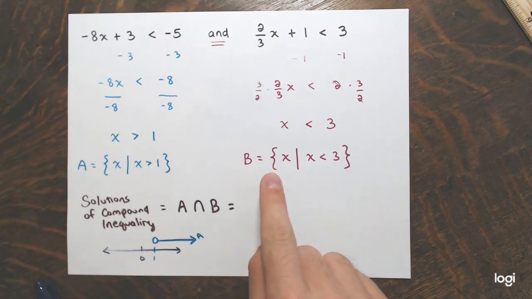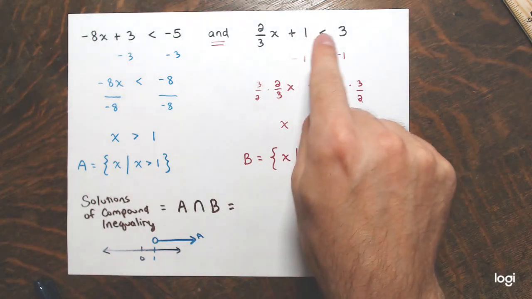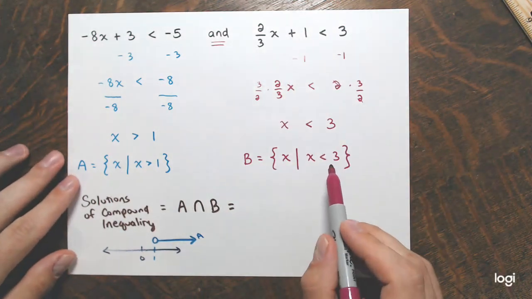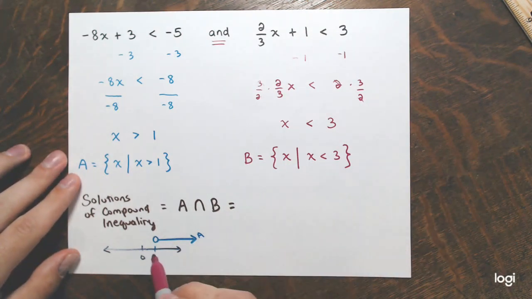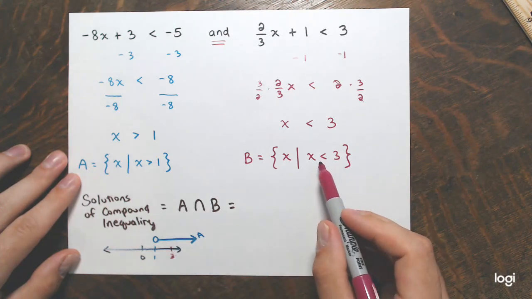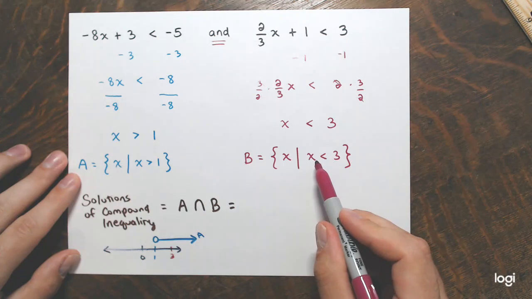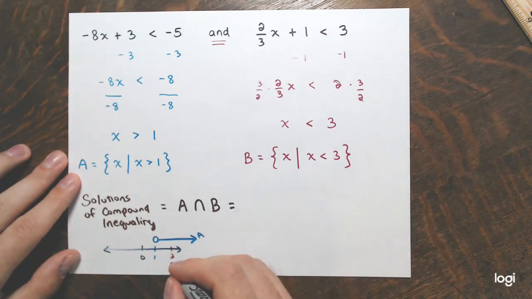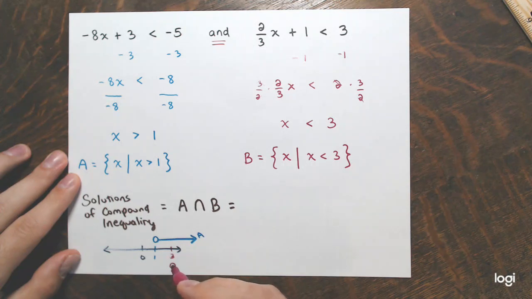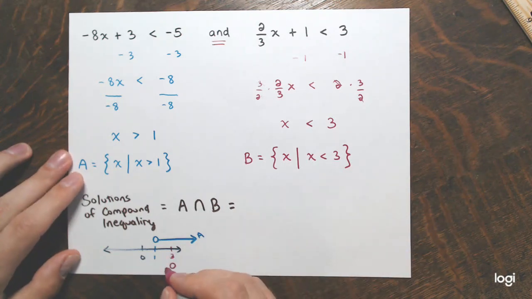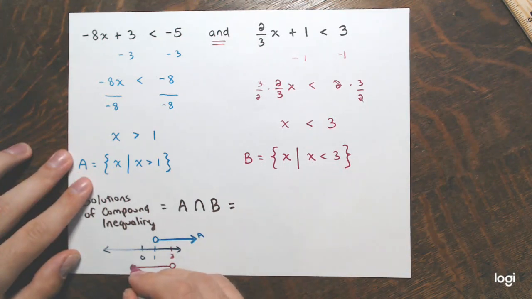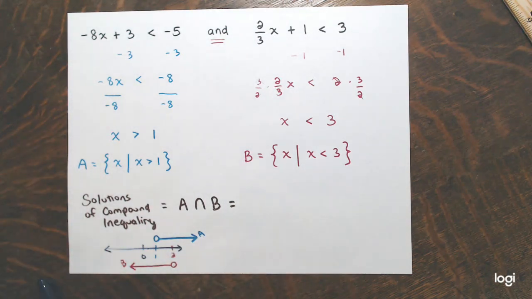And then set B, the solutions of this second inequality. All the numbers less than 3. Now 3 would be to the right of 1 on the number line. And notice it's all the numbers less than 3, but not equal to 3. So 3 is not a solution. Right? Again, so a little open point here below 3. And then all the numbers less than 3. That's 2, 1, 0. That's this way forever. So there's set B.